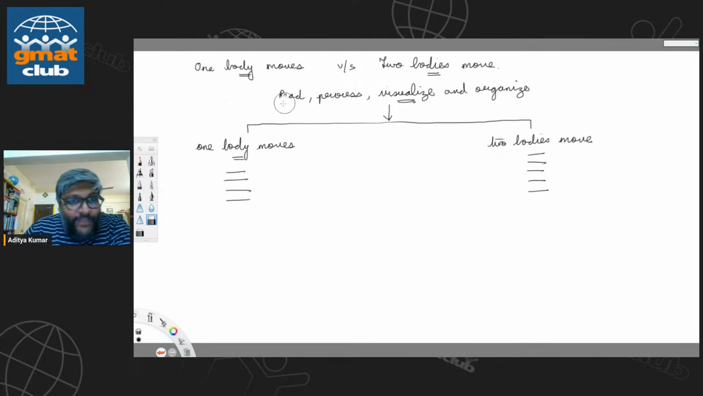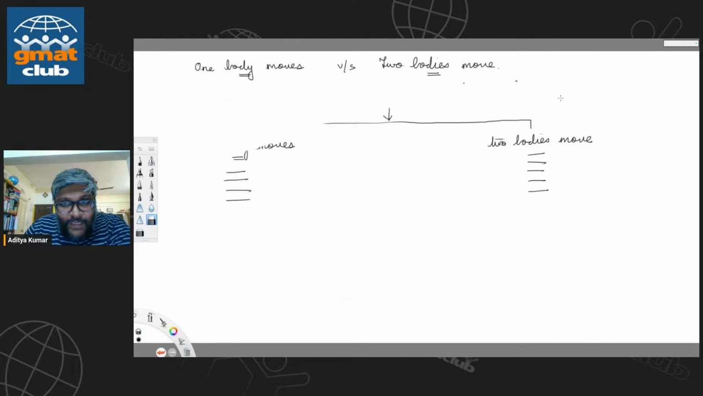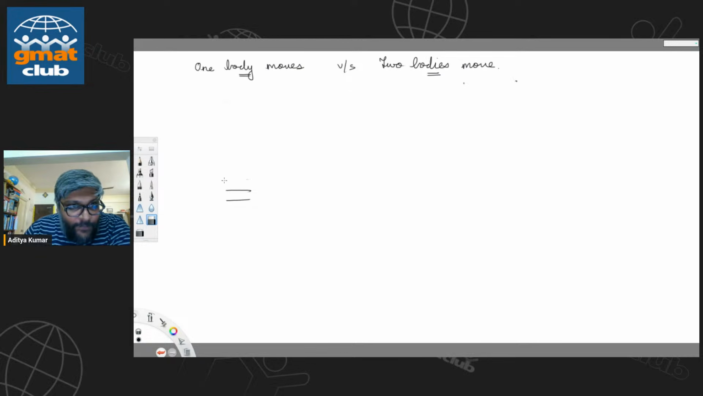All right. Now, I'm going to focus on one body moving first. We're going to build structures based on that, and then we are going to go with certain examples.